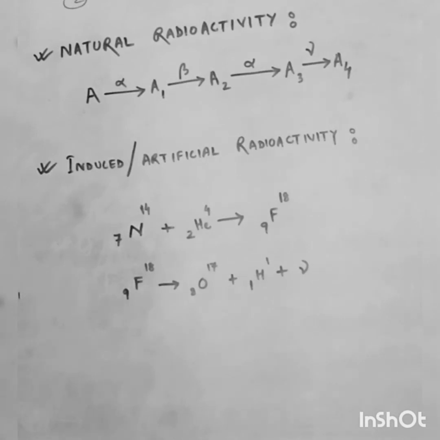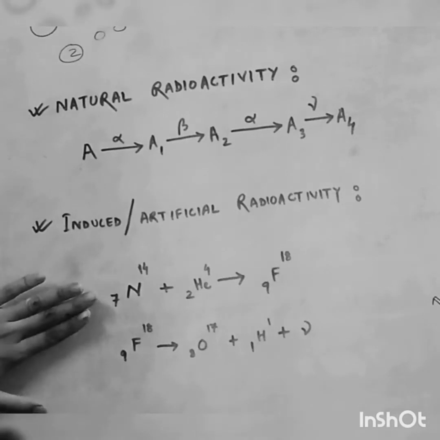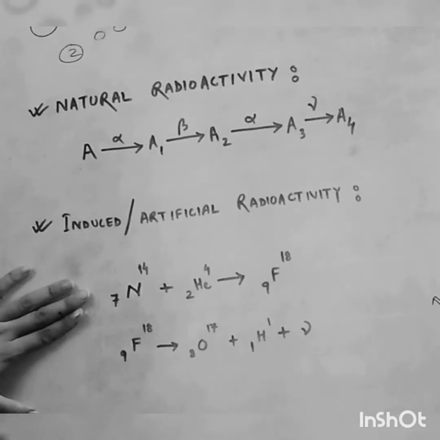When that radiation hits that nucleus, then there is formation of a compound nucleus which is unstable. And when it is unstable, what will happen? That substance will decay so that it reaches stability. So the compound nucleus then breaks up to produce a nucleus by emitting a radiation. This whole process is induced or artificial radioactivity. So here is an example of induced or artificial radioactivity.